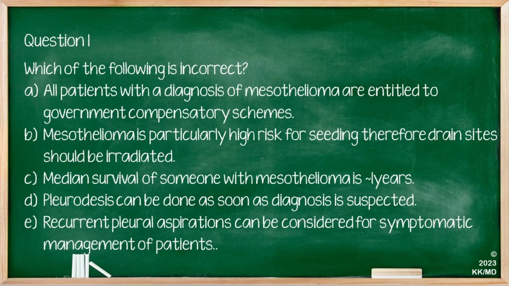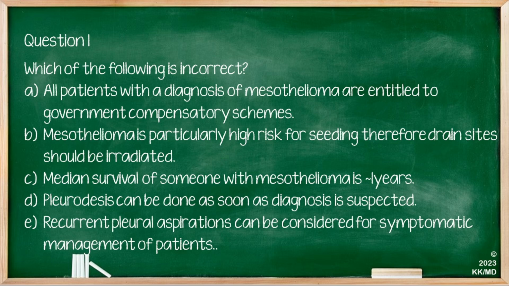So if you recall from our discussions earlier, you will hopefully remember that options A and option C are correct. You must inform all the patients with a confirmed diagnosis of mesothelioma that they would be entitled to government compensatory schemes. And unfortunately, the median survival is very poor, of about 1 year.